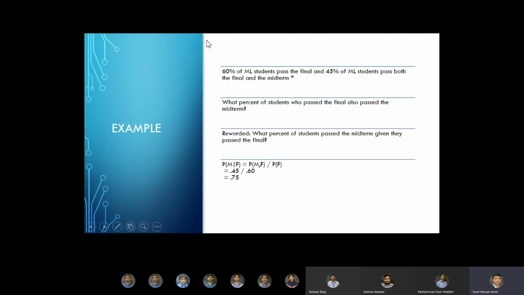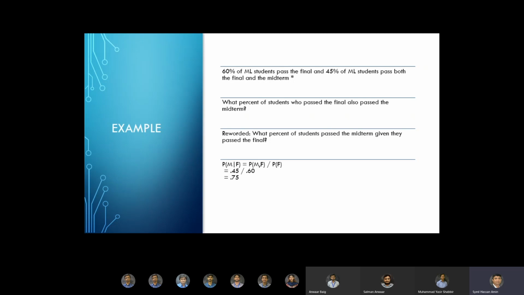So let's look at an example on how we might be applying that on a useful scenario. So we have a scenario where 60% of machine learning students pass the final exam and 45% of ML students pass both final and midterm exam. So that's our problem statement, giving us the background. What we are interested in this problem is what percent of students who pass the final also pass the midterm. So this is the problem statement that we have got. We can reword it as, what percent of students pass the midterm given they pass the final.